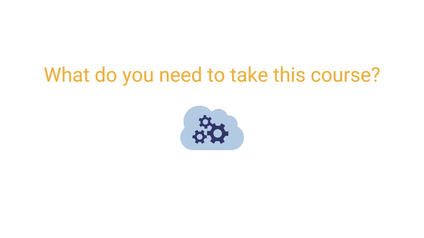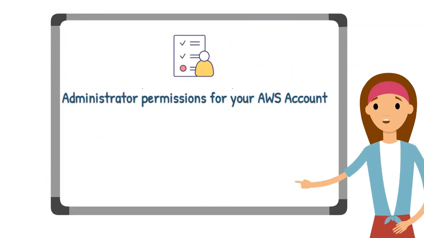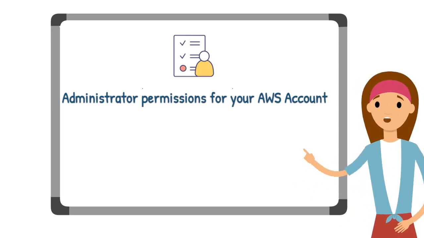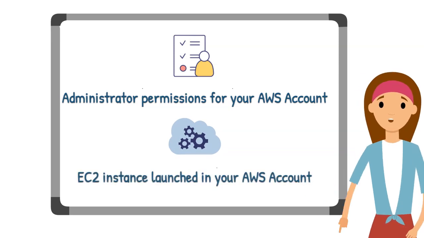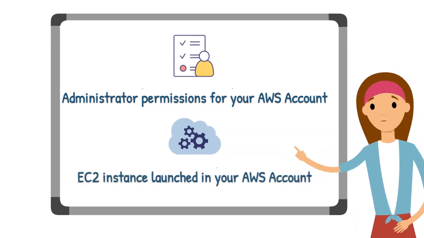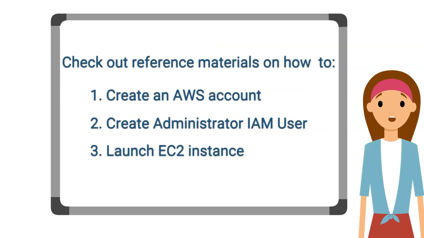What do you need to take this course? To take this course, you will need administrator permissions on your AWS account, and secondly, you will need to have an EC2 instance launched. We're not going to cover this material in our hands-on lab. However, please feel free to check out the reference document attached to this lecture on how to complete the steps.